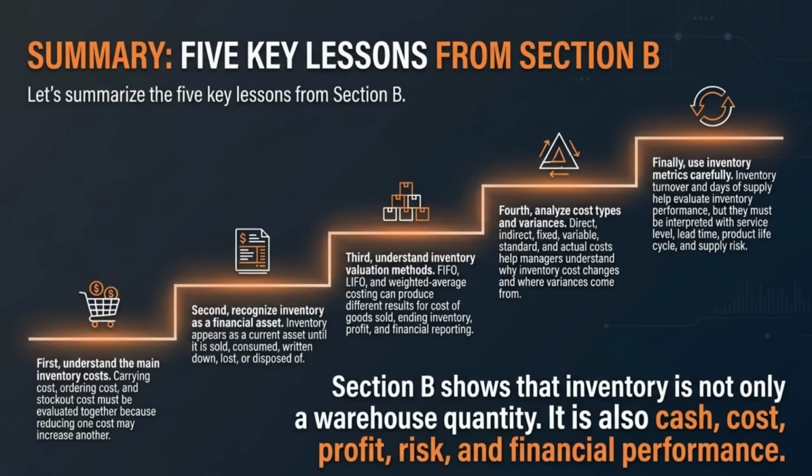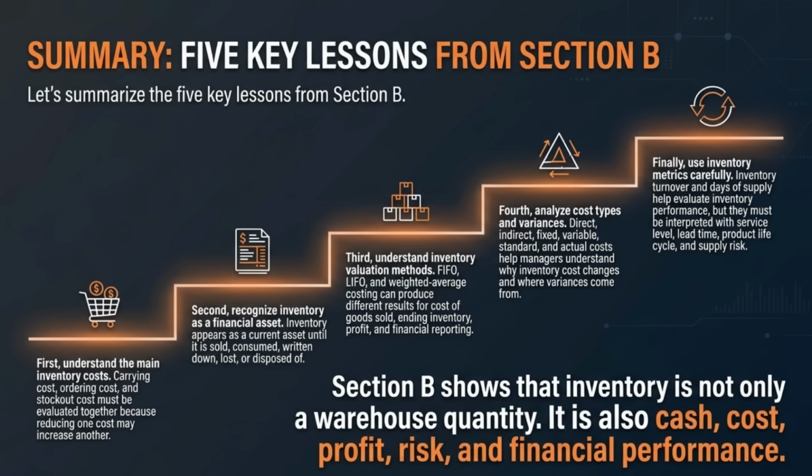Let's summarize the 5 key lessons from Section B. First, understand the main inventory costs. Carrying cost, ordering cost, and stockout cost must be evaluated together because reducing one cost may increase another. Second, recognize inventory as a financial asset. Inventory appears as a current asset until it is sold, consumed, written down, lost, or disposed of.